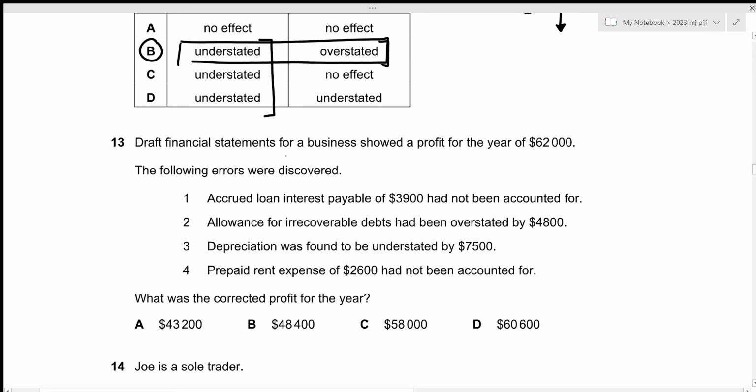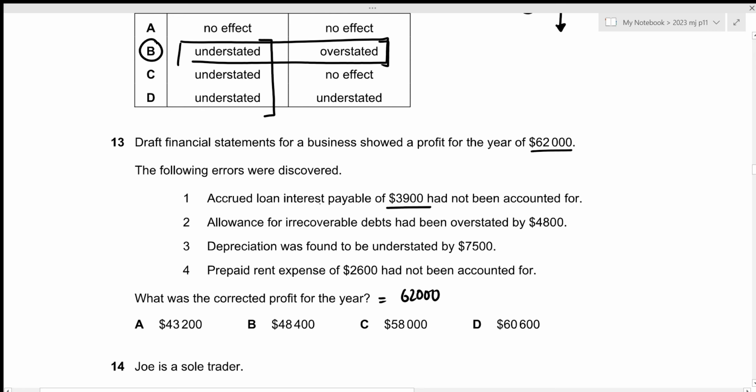Draft financial statements for a business showed a profit for the year of 62,000. The following errors were discovered. What was the corrected profit? We start with our draft profit of 62,000. Let's have a look at the first error. Accrued loan interest payable of 3,900 had not been accounted for.